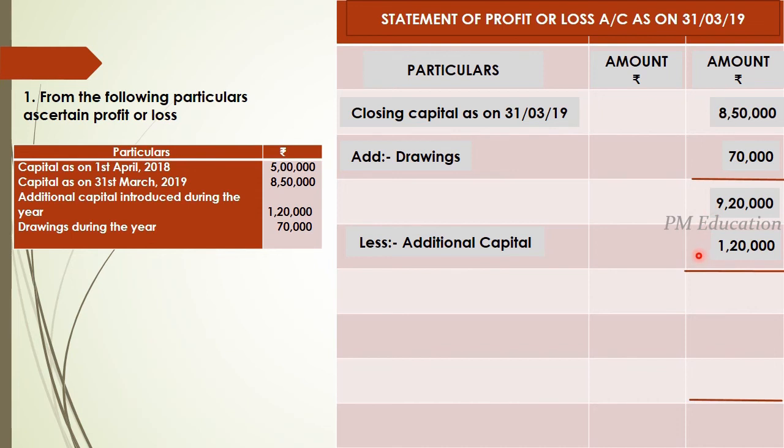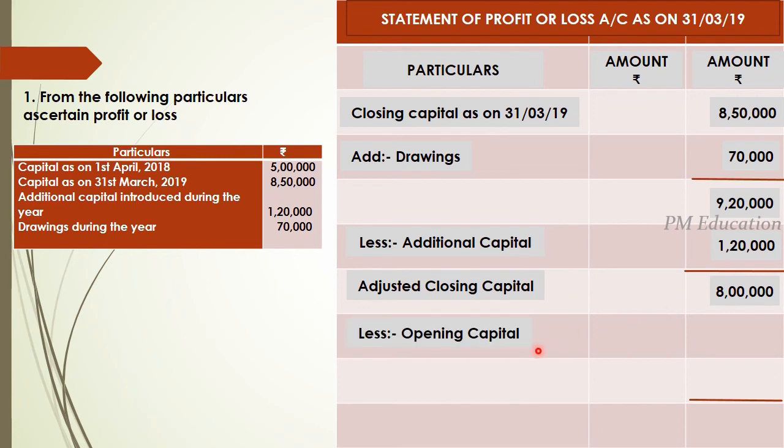First draw this line, then a name should be given. This is adjusted closing capital. Here this closing capital is adjusted by adding this drawings and subtracting the additional capital. Now we have got this adjusted closing capital. That amount comes to 8 lakh. Now the next item in the format is less opening capital. Opening capital given is 5 lakh. So this 5 lakh should be written here.